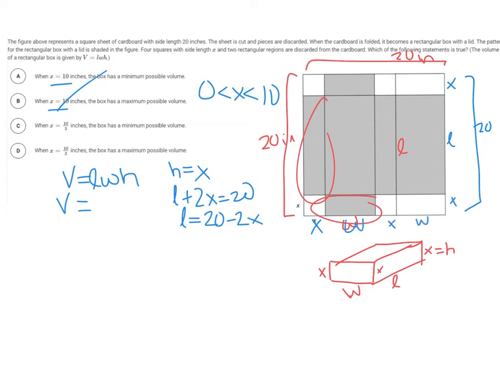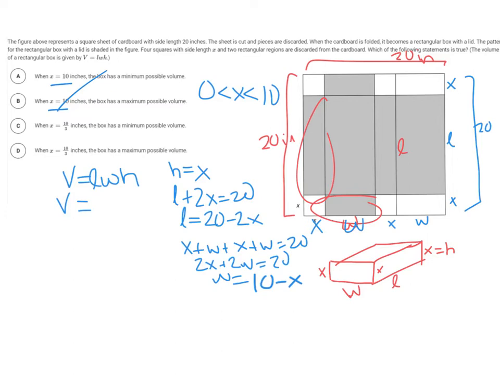So we can use that, we know those add up to 20, to figure out our width. So we get x plus w plus x plus w is equal to 20. If you solve this whole thing out, you should end up getting that your value of w is equal to 10 minus x.